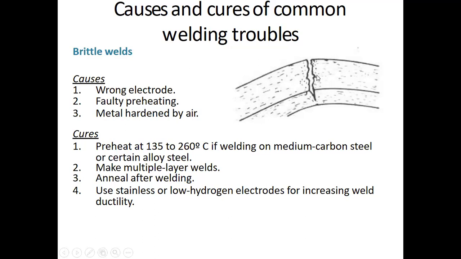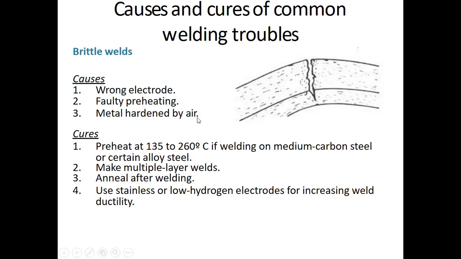So if the preheating is not done, then that temperature will try to cause this increase of temperature here. The rate of increase of temperature is quite high. If it is quite high in any region of the weld, then that will lead to cracks, isn't it? So that is what is meant here. Faulty preheating. Metal hardened by air. It hardens by air, right? So a quick solidification, that's another cause.